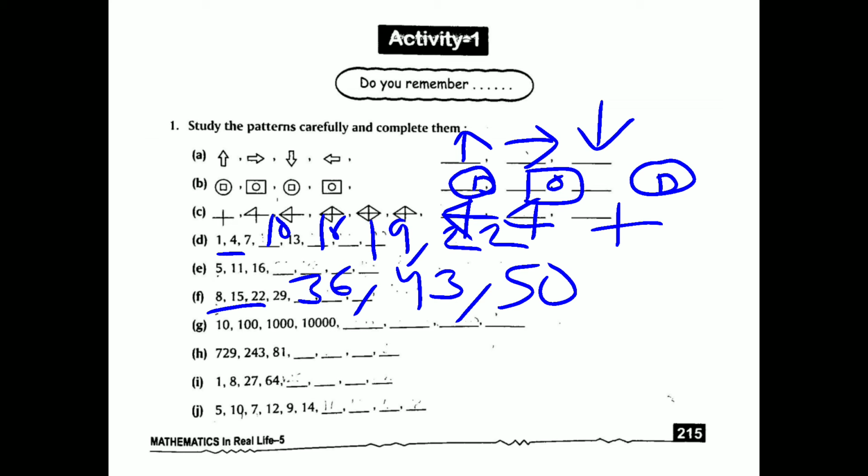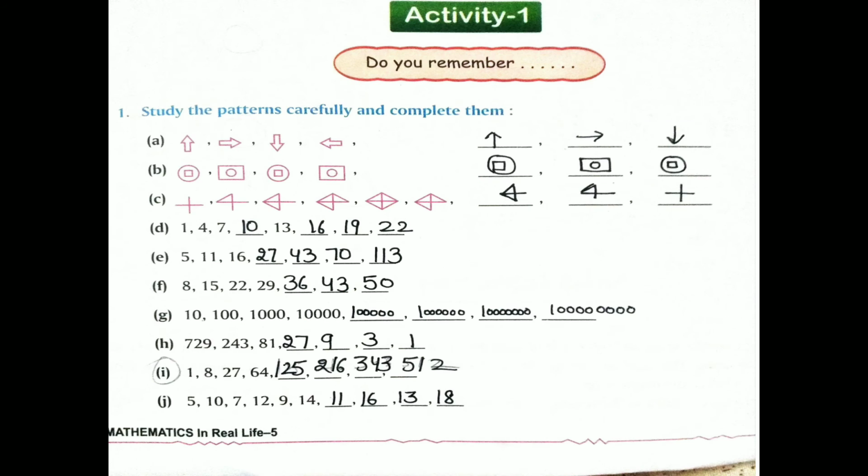Now see G part. Firstly there is 1 zero, then 2, then 3 zeros, then 4. Now how many zeros come? 5. So you put 5 zeros, then 6, then 7, and at the end 8 zeros come. Clear? Now students, understand H part.